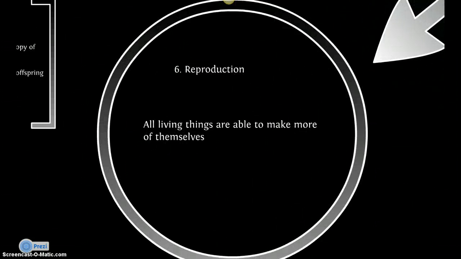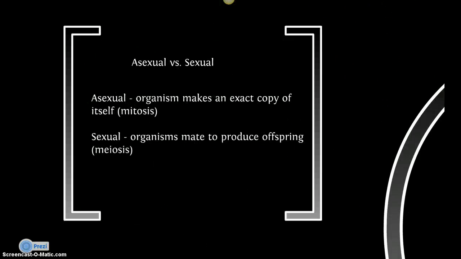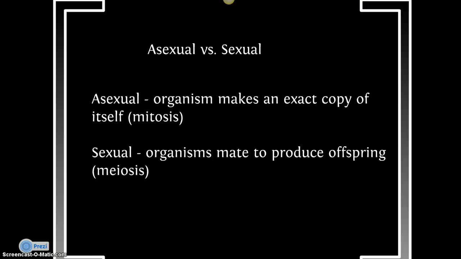Number 6 is reproduction. All living things are able to make more of themselves. And so if we're looking at a single-celled organism or maybe a plant or something like that that is asexual, the organism will make an exact copy of itself. This happens through mitosis as an example, and a single cell will just make an exact copy of itself. In a plant situation, we might see budding, where it's making an exact copy of those cells. In us, we have mitosis happening all the time to make new cells.